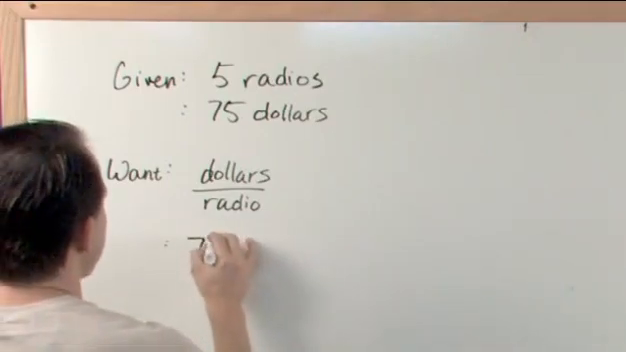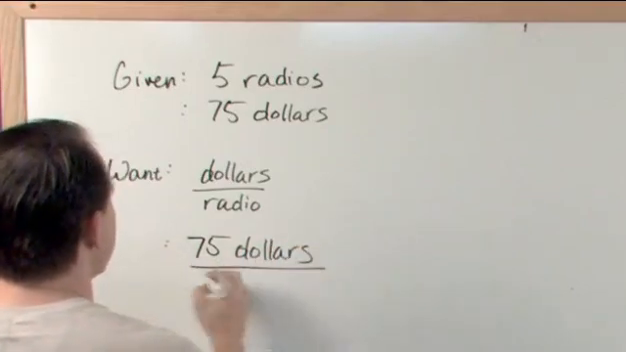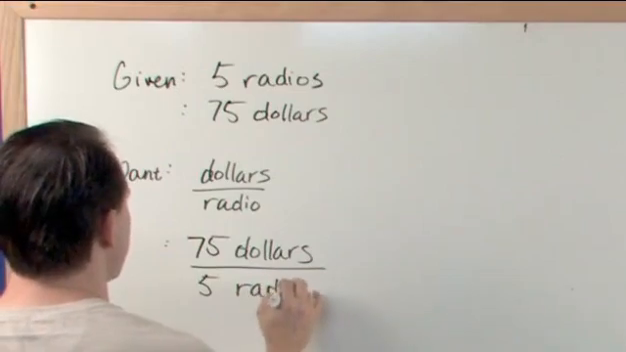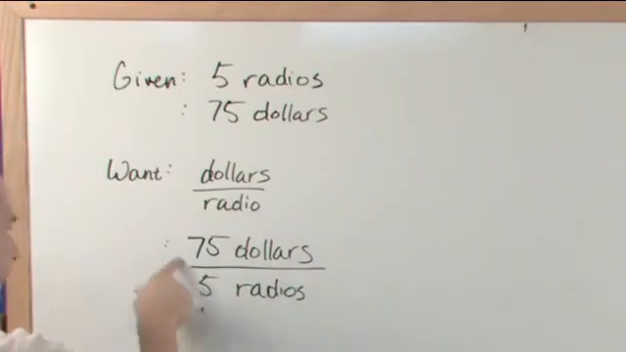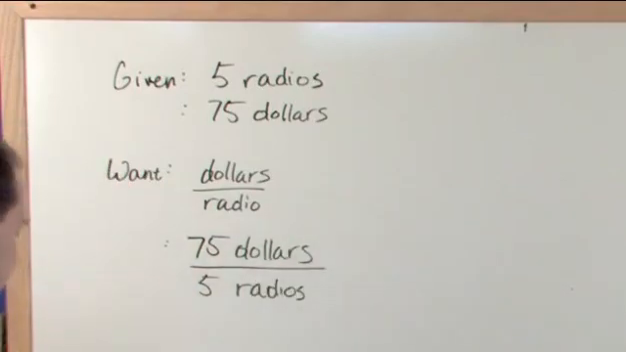So if I put $75 on top per 5 radios, then in the end, after I do this division, I will be left with the unit of dollars per radio. And that's exactly what it says. How much did each radio cost? That would give me the number of dollars per radio.